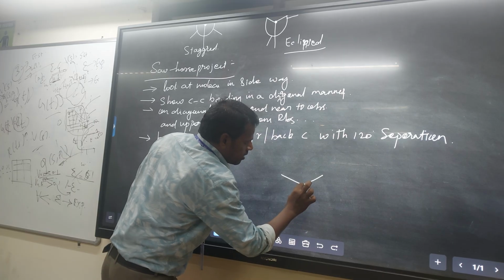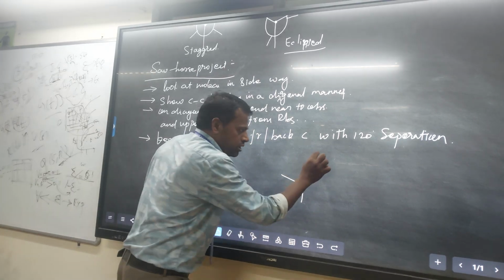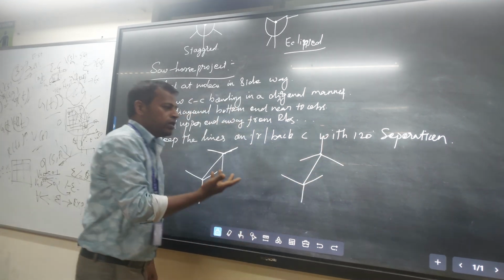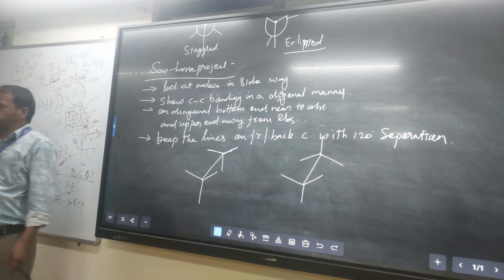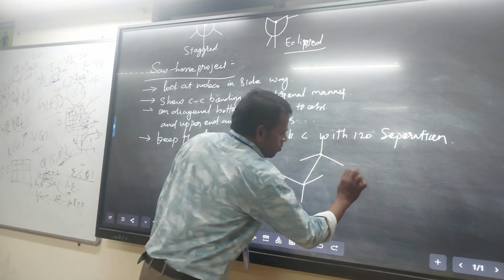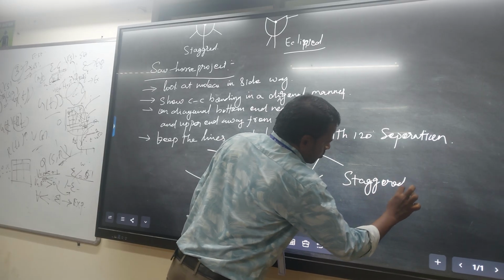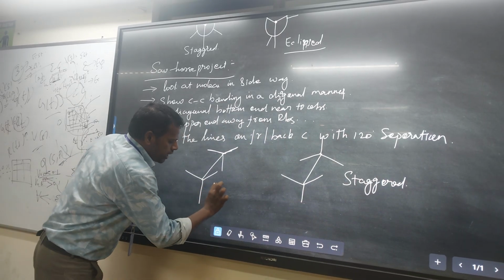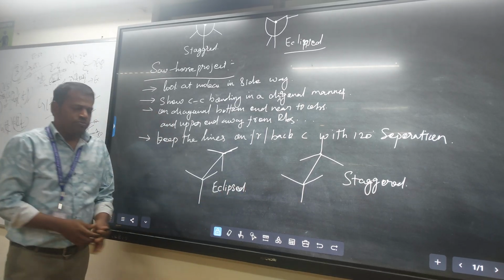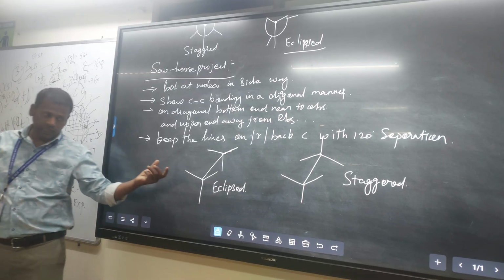This is a staggered conformation. That means here the downward direction, here the upward side, and this is a staggered conformation. This is an eclipsed conformation. So this is staggered, and this one is eclipsed. So this is the stick model.